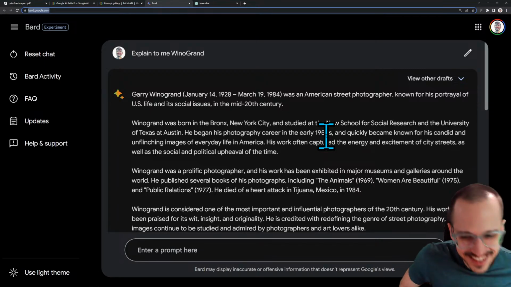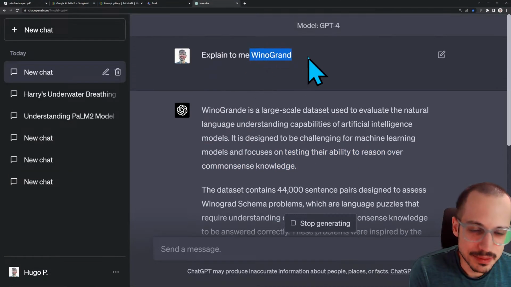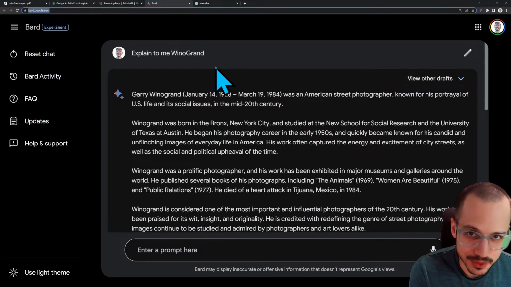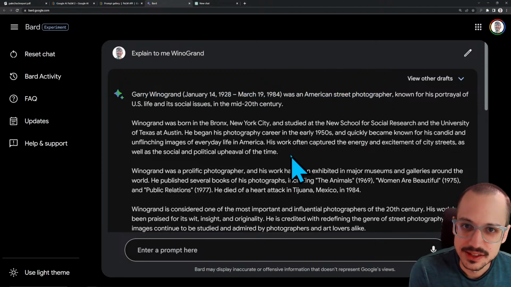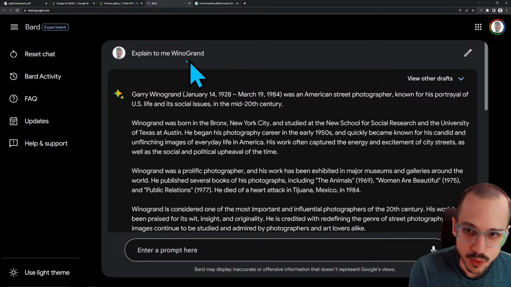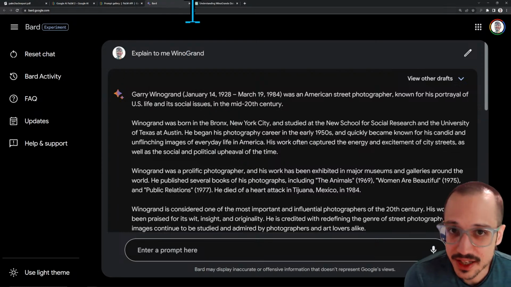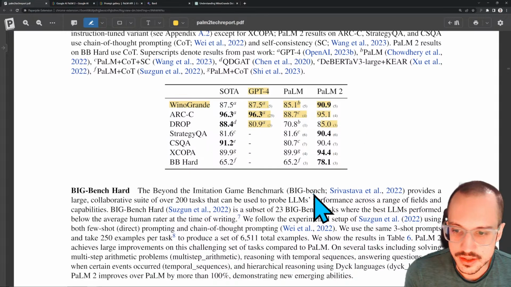Look at this. Bard does not get it at all. So Bard was unable to get the misspelling, right? And GPT-4 was able to get the misspelling. Bard was like, oh, I don't know what that is. Therefore, he must be talking about this guy, an American street photographer, which is incorrect, right? And maybe you could say, hey, well, that's on me for misspelling it, but why would I spell it with a capital G? So I don't know. So far, 2-0 for ChatGPT in terms of explaining stuff. And it does seem that on the benchmarks, it's pretty much better anyways.